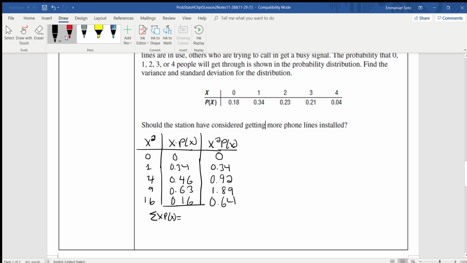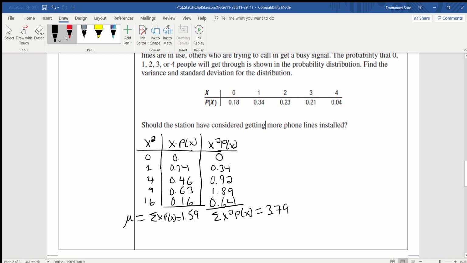So we have 0.34 plus 0.46 plus 0.63 plus 0.16, so this is going to be 1.59. And this is our mean, so this is mu equals 1.59, so we got our average already. Now we're going to go ahead and find our sum of X squared P of X. And that gives us 3.79.